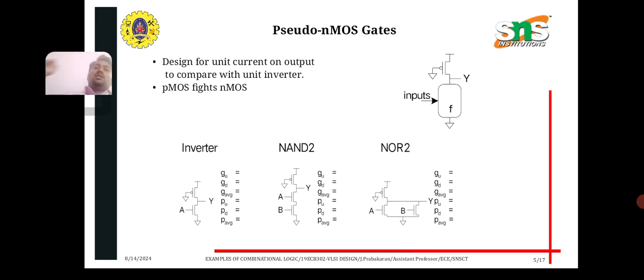Let me discuss some of the applications of pseudo NMOS logic, which is used in scenarios where minimizing transistor count and maximizing speed are more important than minimizing power consumption. It can be found in high speed circuits, memory circuits, and certain types of digital logic where area efficiency is crucial.